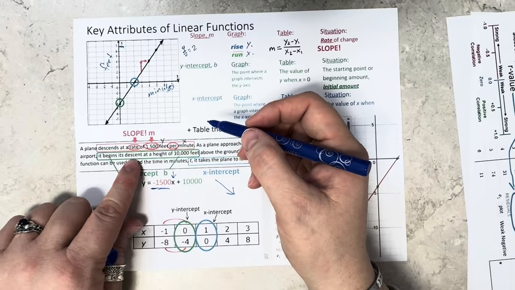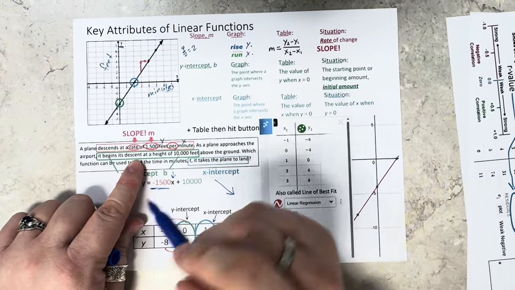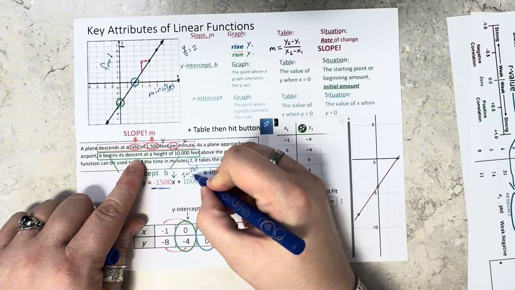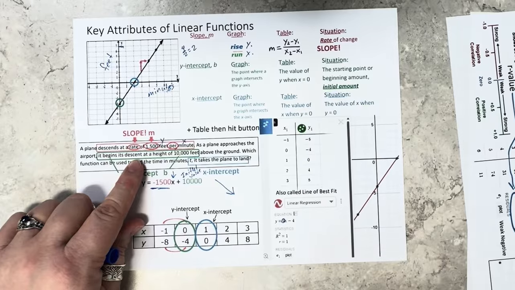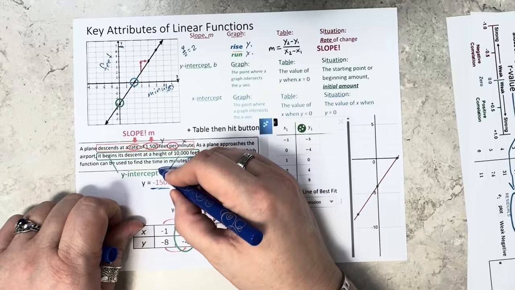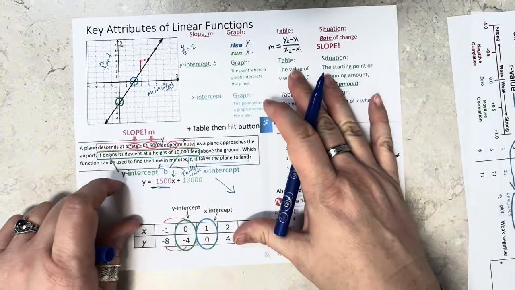It begins its descent. Begins, that means where it started at. That's our initial value. It's also the y-intercept, okay? Our initial value is the y-intercept. They are the same thing.